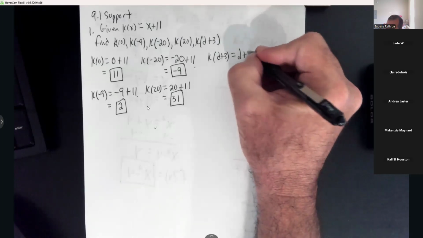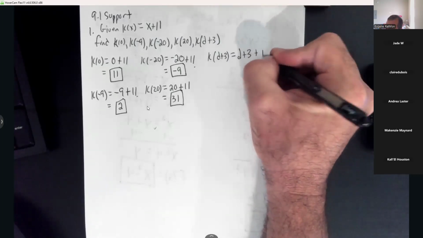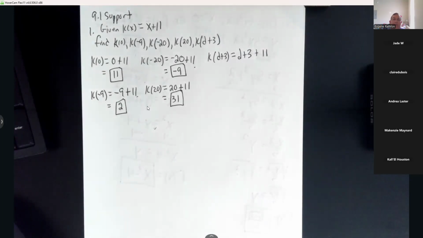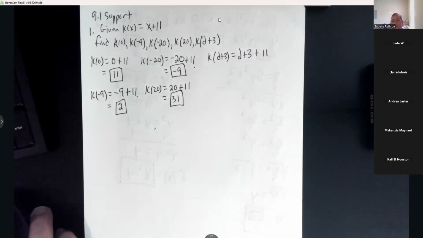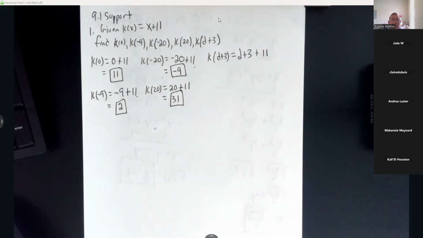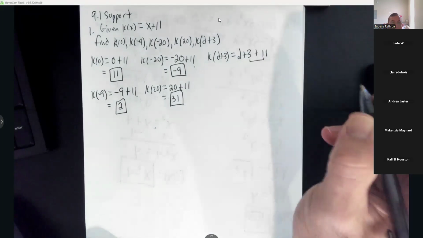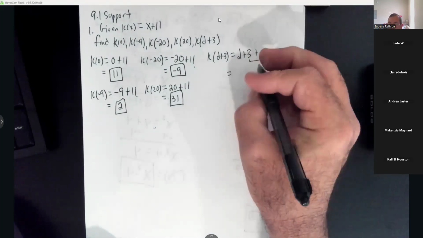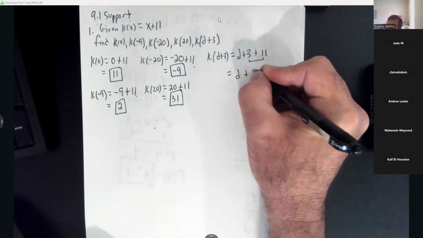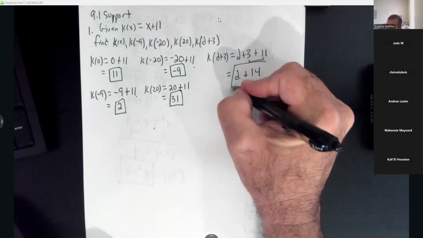Put a D plus 3 in for the x plus 11. So y'all, that's for y'all. What would that final answer be? You got D plus 3 plus 11. All right, good job. Only got two like terms. So Mackenzie, good job. That's going to give me D plus 3 and 11 equal 14.